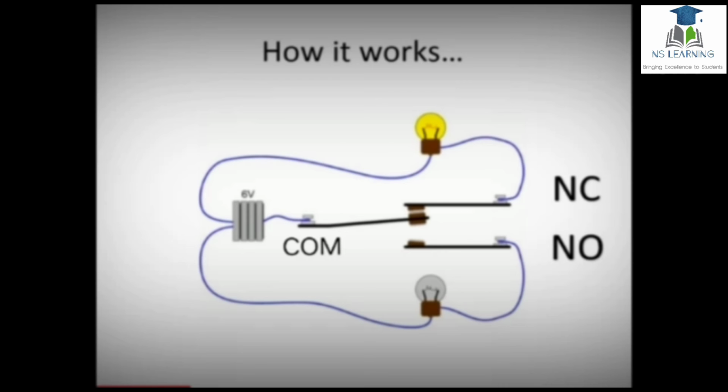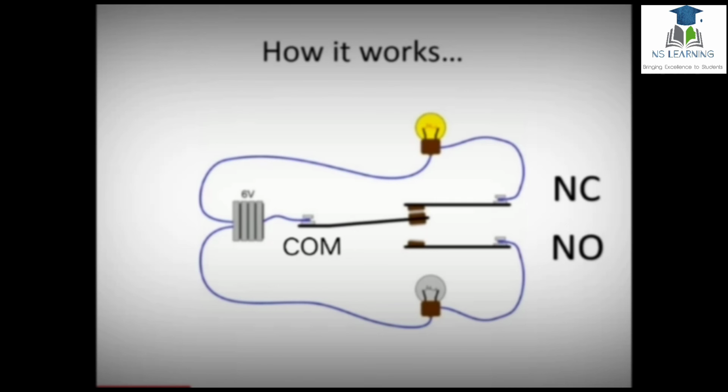In this connection we see that whenever we give supply to the circuit, at that time the contacts change. That means switching happens in this circuit. Let's see how it happens. In this connection there are two lamps connected through the NO and NC contacts using a 6-volt battery, and the common terminal is connected to both the NO and NC contacts.